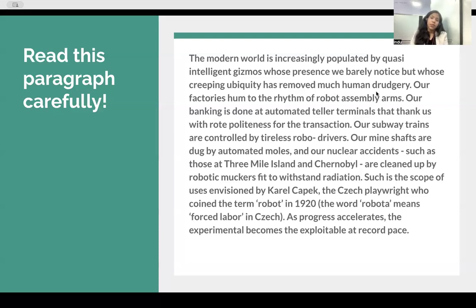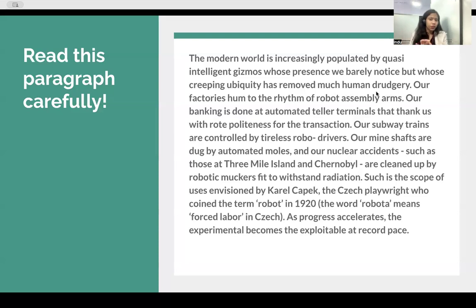So let's start. Modern world is increasingly populated. So obviously it says that there is something that can be seen in abundance around us, by quasi-intelligent gizmos. Okay, we don't know what that means yet. We'll put it aside. Whose presence we barely notice. Okay, something that is all around us, but we don't really notice it.